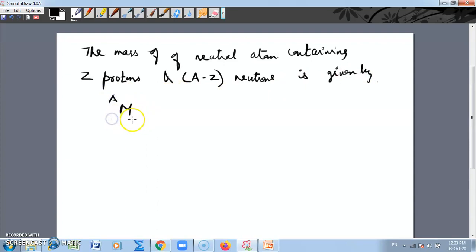You either write it this way or here, M(A, Z). So what is this? This is the mass of a neutral atom whose mass number is A and whose atomic number is Z. And this is written as how much? Since it has Z protons, Z into mass of the proton, plus A minus Z into mass of the neutron, plus Z into mass of the electron, because if there are Z protons, there must be Z electrons also, minus the binding energy.